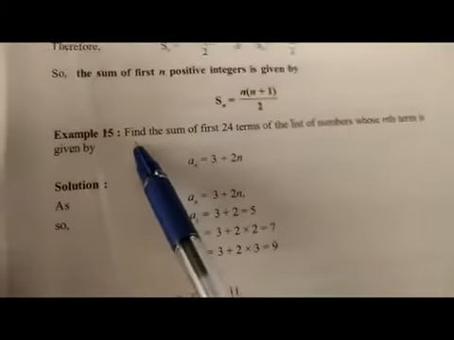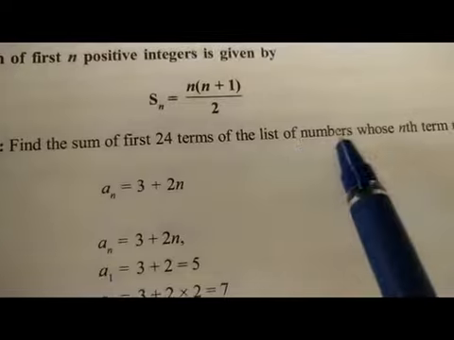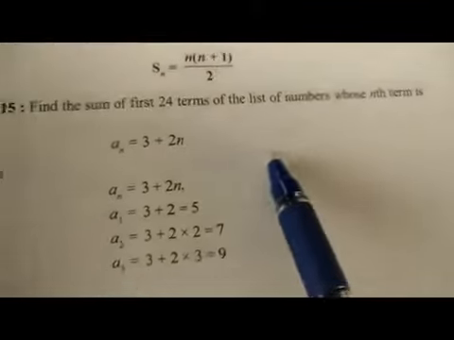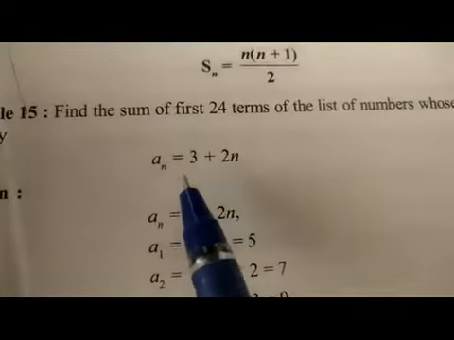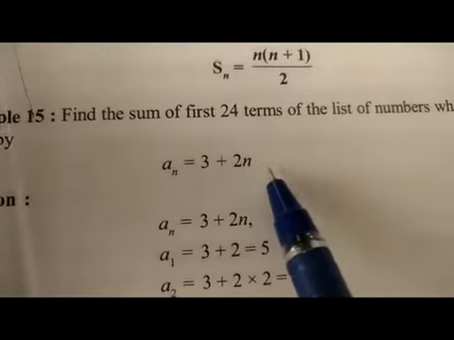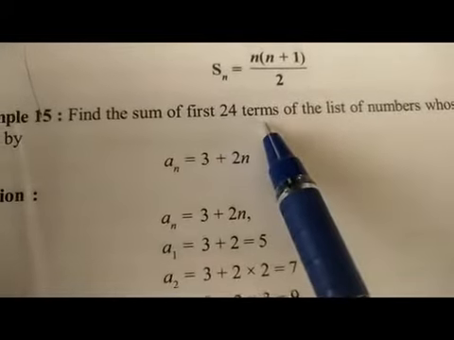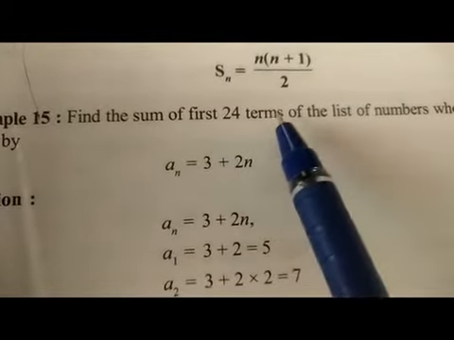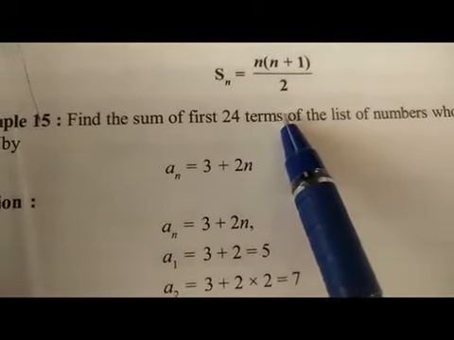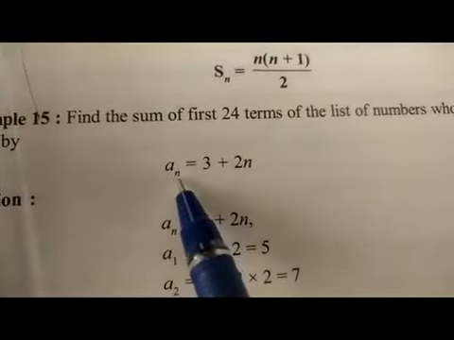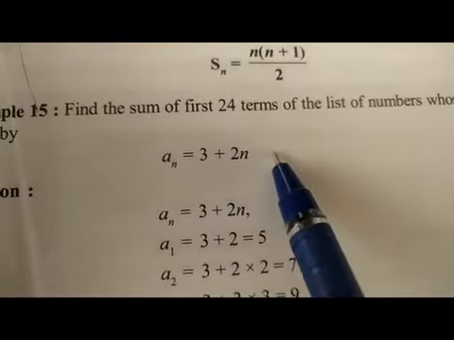So here the example: find the sum of the first 24 terms of the list of numbers whose nth term is given by an = 3 + 2n. You are supposed to find the sum of the first 24 terms, that means S24 you should find. They have given the nth term, which is of the form 3 + 2n.